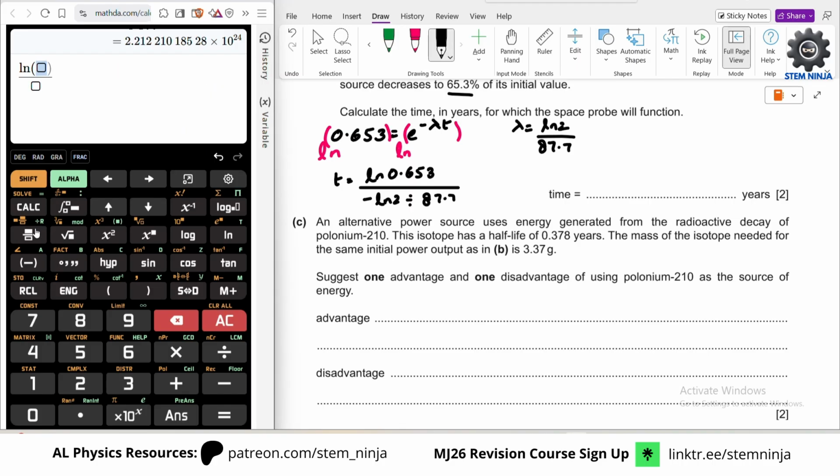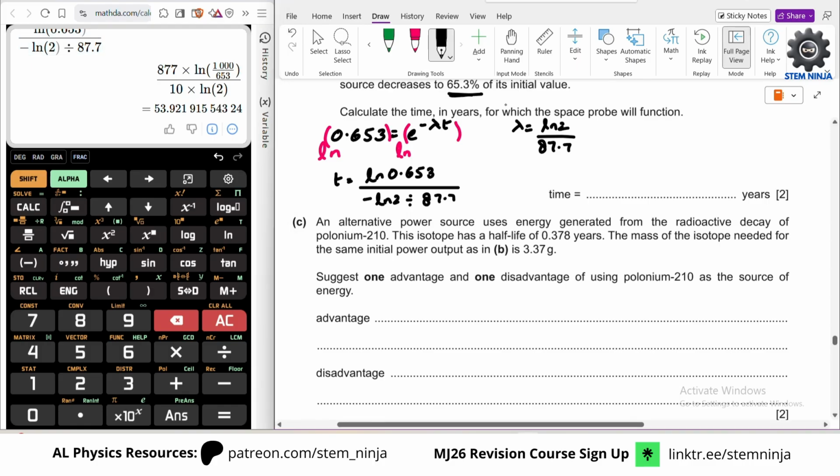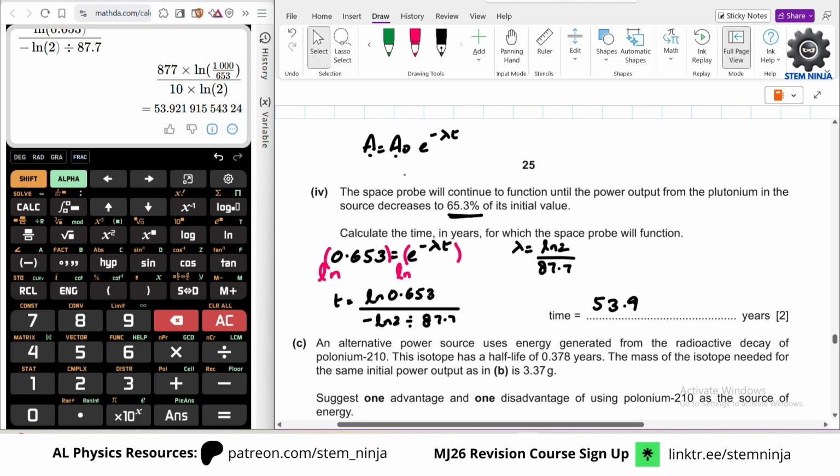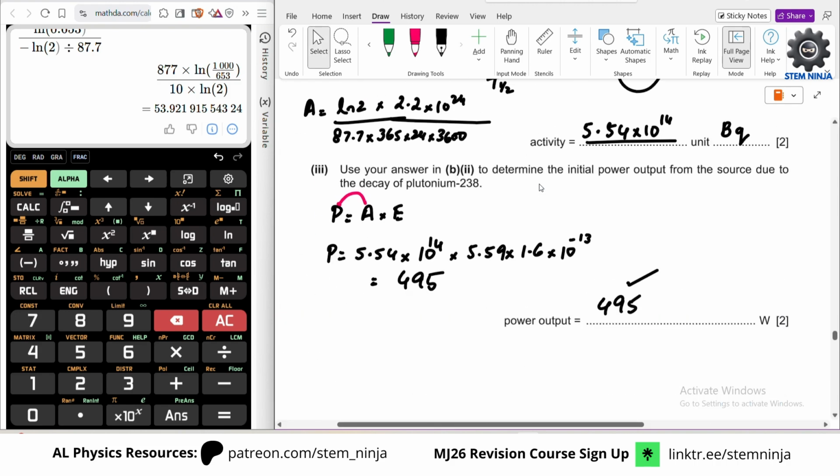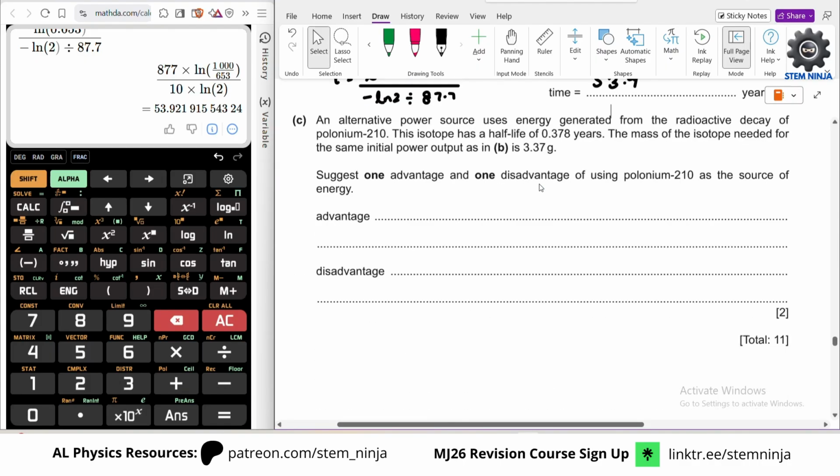So ln 0.653 divided by minus ln2 divided by 87.7. So we get 53.9 years. Three significant figures, so I think we can use three significant figures.